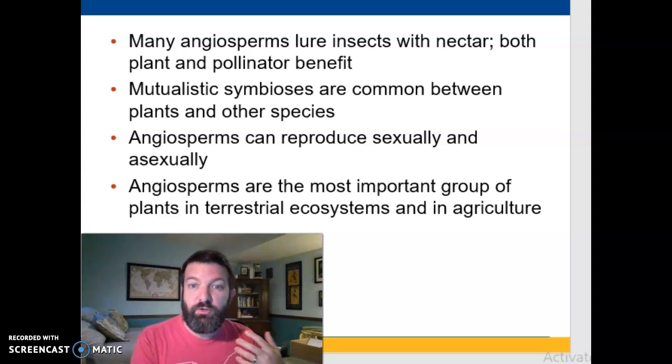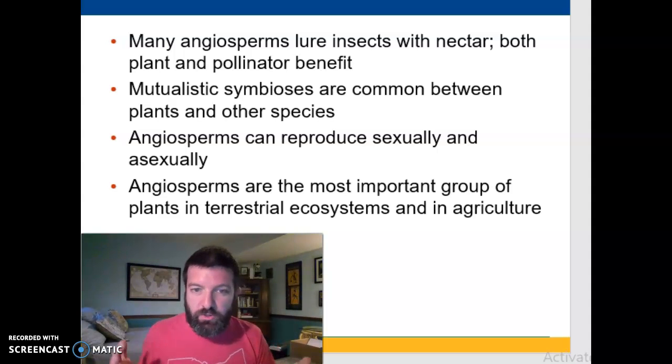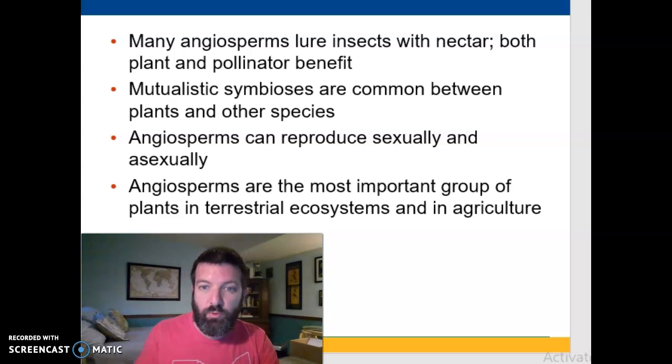But angiosperms are incredibly important, not only because they are the bulk of plants that we see in this world, but also because they are the bulk of plants that are crops for us that help feed us, plants that are important in terrestrial ecosystems as well.